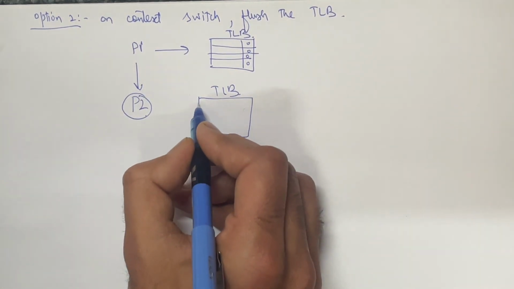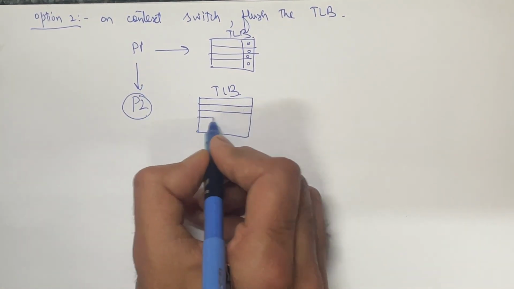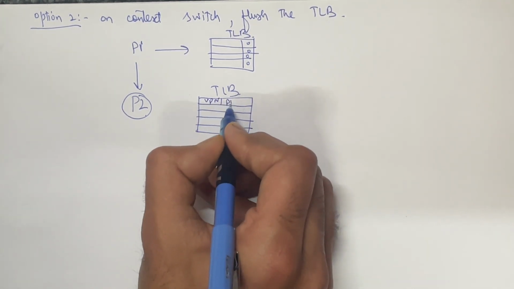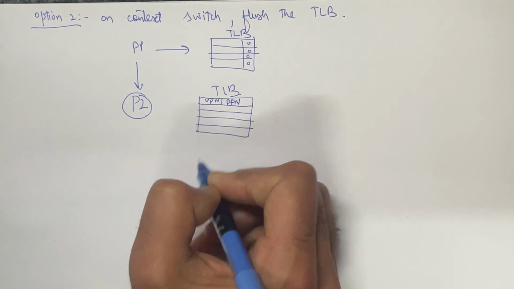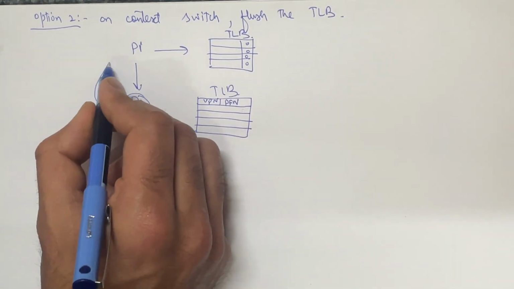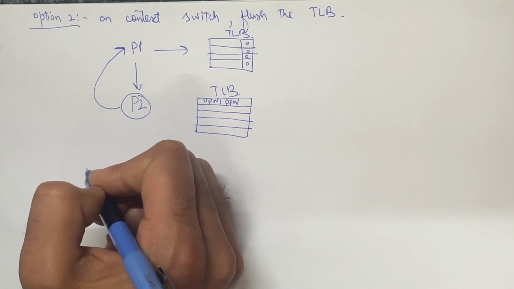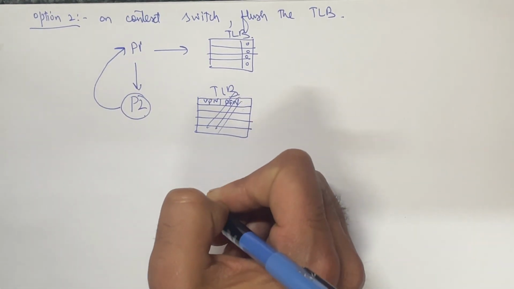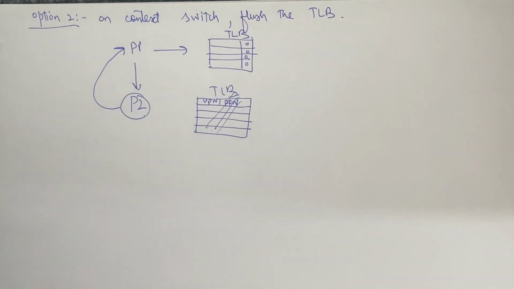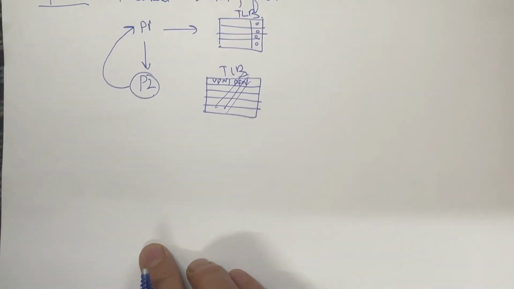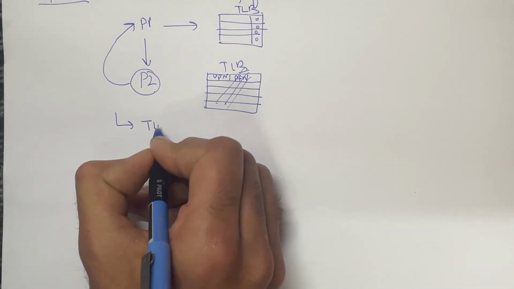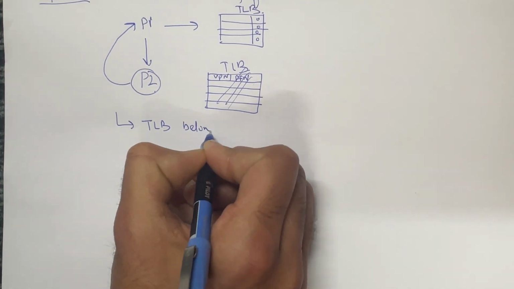So it will fill this TLB with VPN to PPN, or PFN, entries. Now this TLB belongs to P2. Now again, if there is a context switch from P2 to P1, we will flush this TLB, and now the TLB will contain the entries of P1. So this particular scenario has an advantage. The advantage is that the entire TLB belongs to one process.